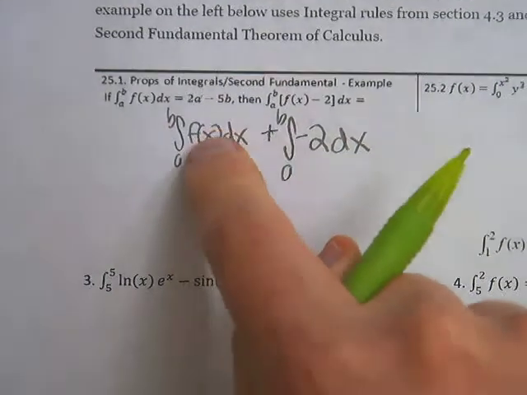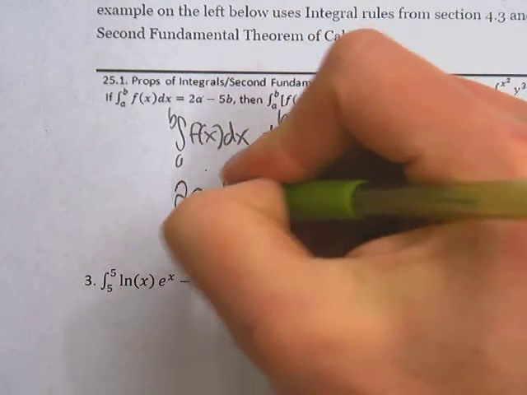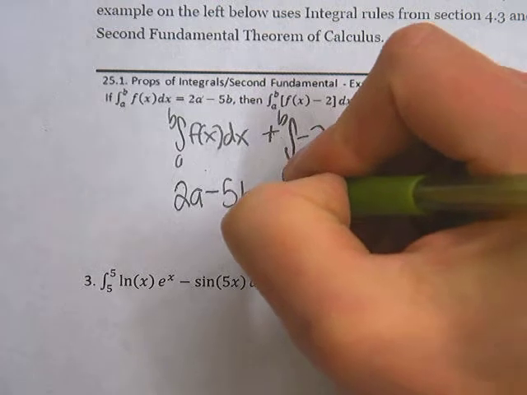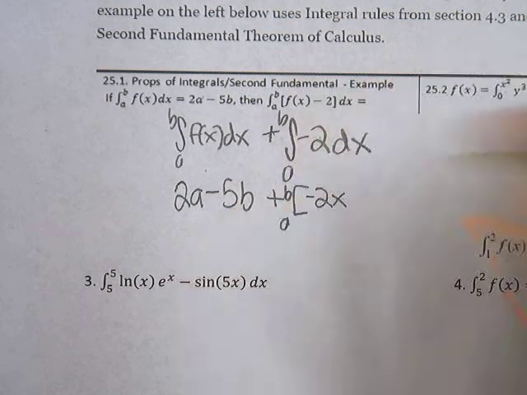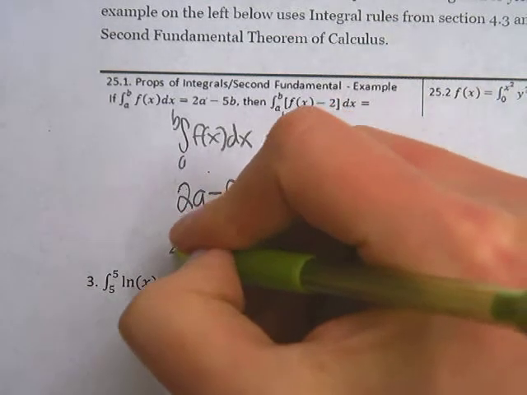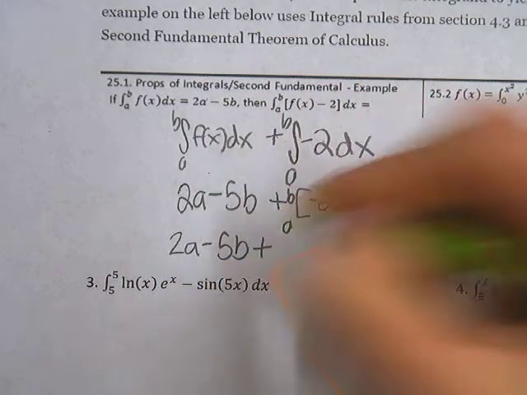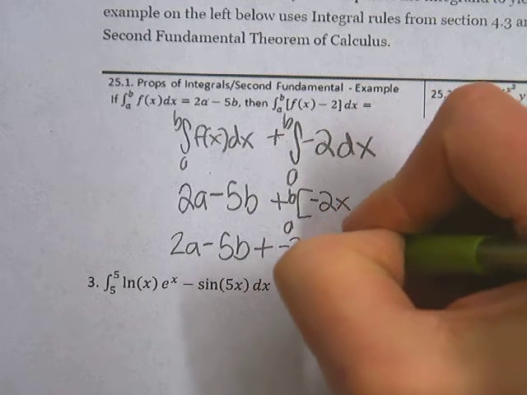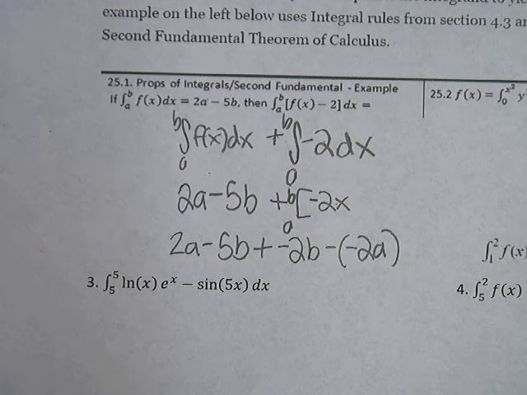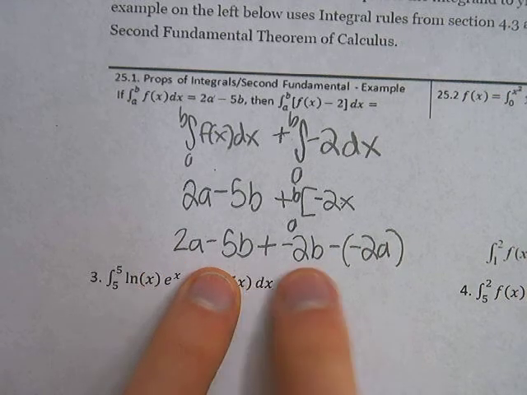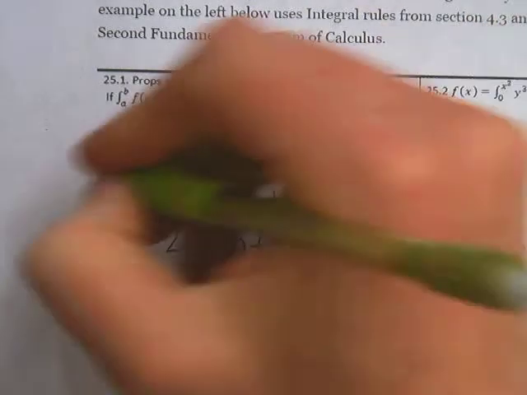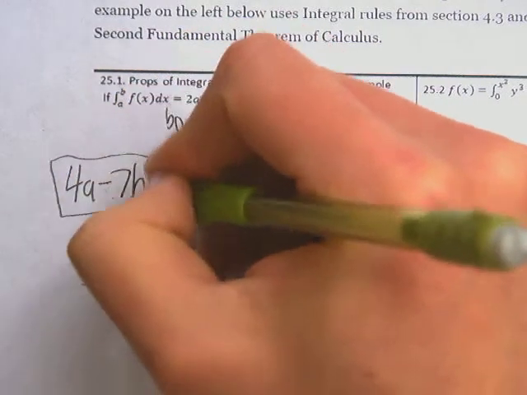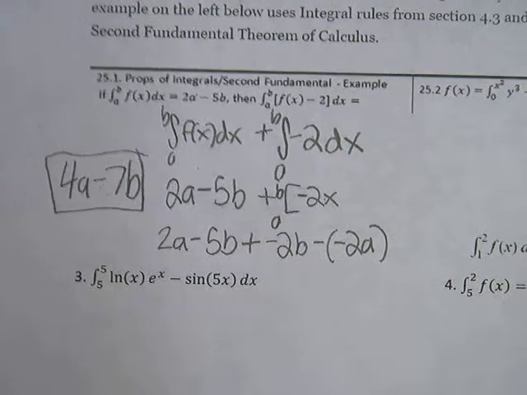Cool. I know this answer. It's 2a minus 5b. It tells us in the problem. This second thing, well, I got to integrate it. So a and b are my bounds. If I integrate this, I get negative 2x. Now I got to plug in my bounds. I get 2a minus 5b plus negative 2b, if I plug in the top bound, minus a negative 2a. So really, that's 2a plus 2a minus 5b minus 2b. So 2a plus 2a is 4a. And negative 5b minus 2b is negative 7b, and we have our answer. That's it. All right, second one.